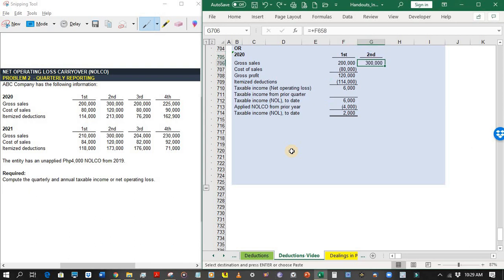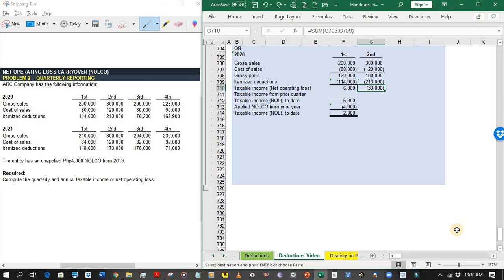So our gross sales is 300,000 pesos, and this is already non-cumulative. So this is only for the second quarter. It does not include the 200,000 gross sales during the first quarter. So the cost of sales only for the second quarter is 120,000. Again, this is only for April, May, and June. So the gross profit during the second quarter is 180,000 pesos, and our itemized deduction is 213,000. So we have a net operating loss specifically for the second quarter of 33,000 pesos.